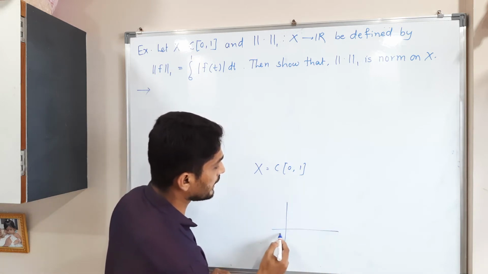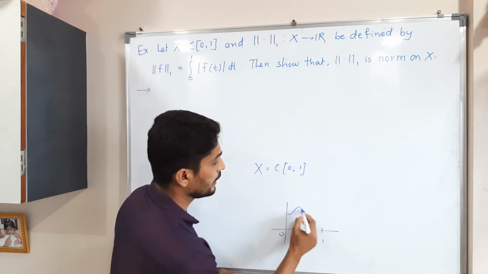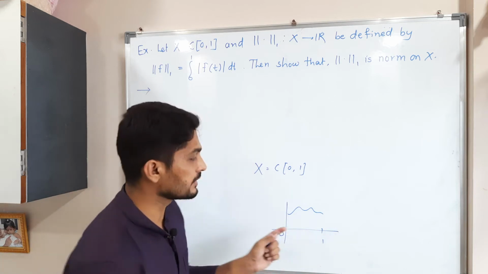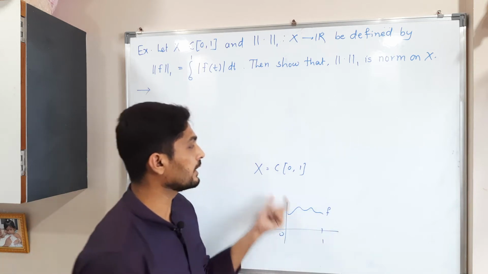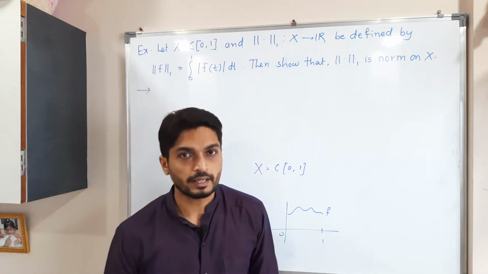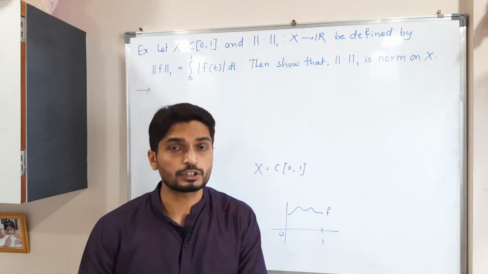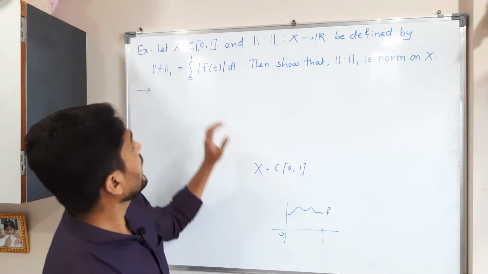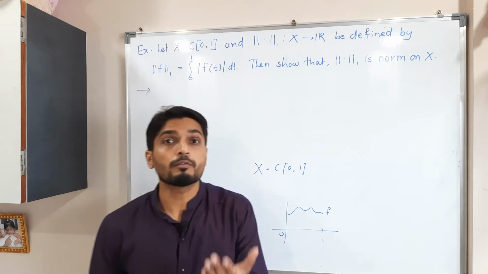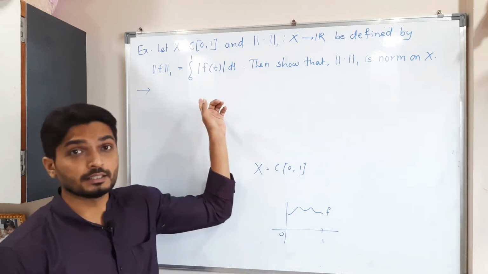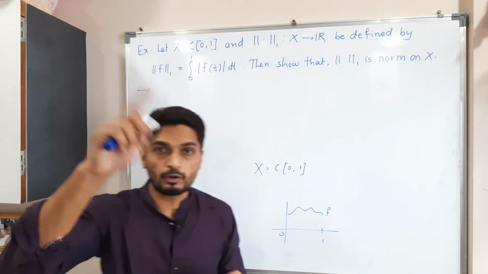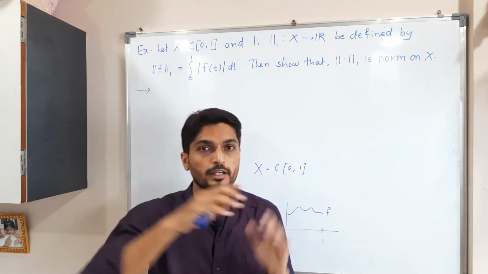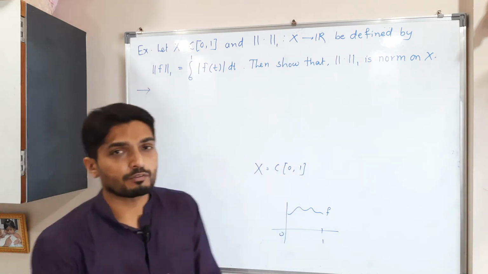That means if I draw the diagram, it will look like this, 0 1. So if any function f is continuous on closed interval 0 1, then it will be a member of this set x. So we are talking about functions, getting the point? And they have defined a norm in the form of integration. You can easily see here. They have defined a norm with the help of integration 0 to 1, and after that they have written mod f of t dt.